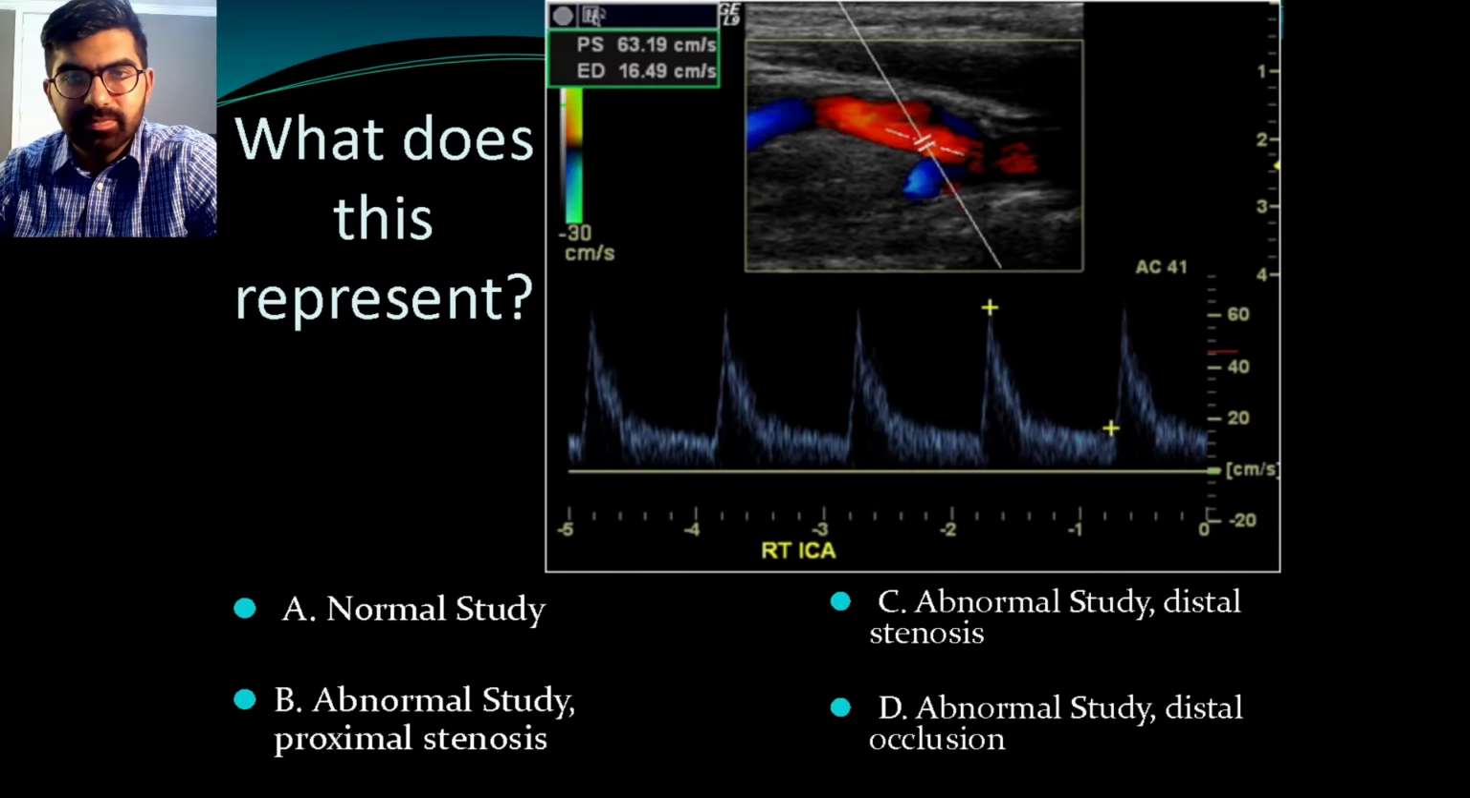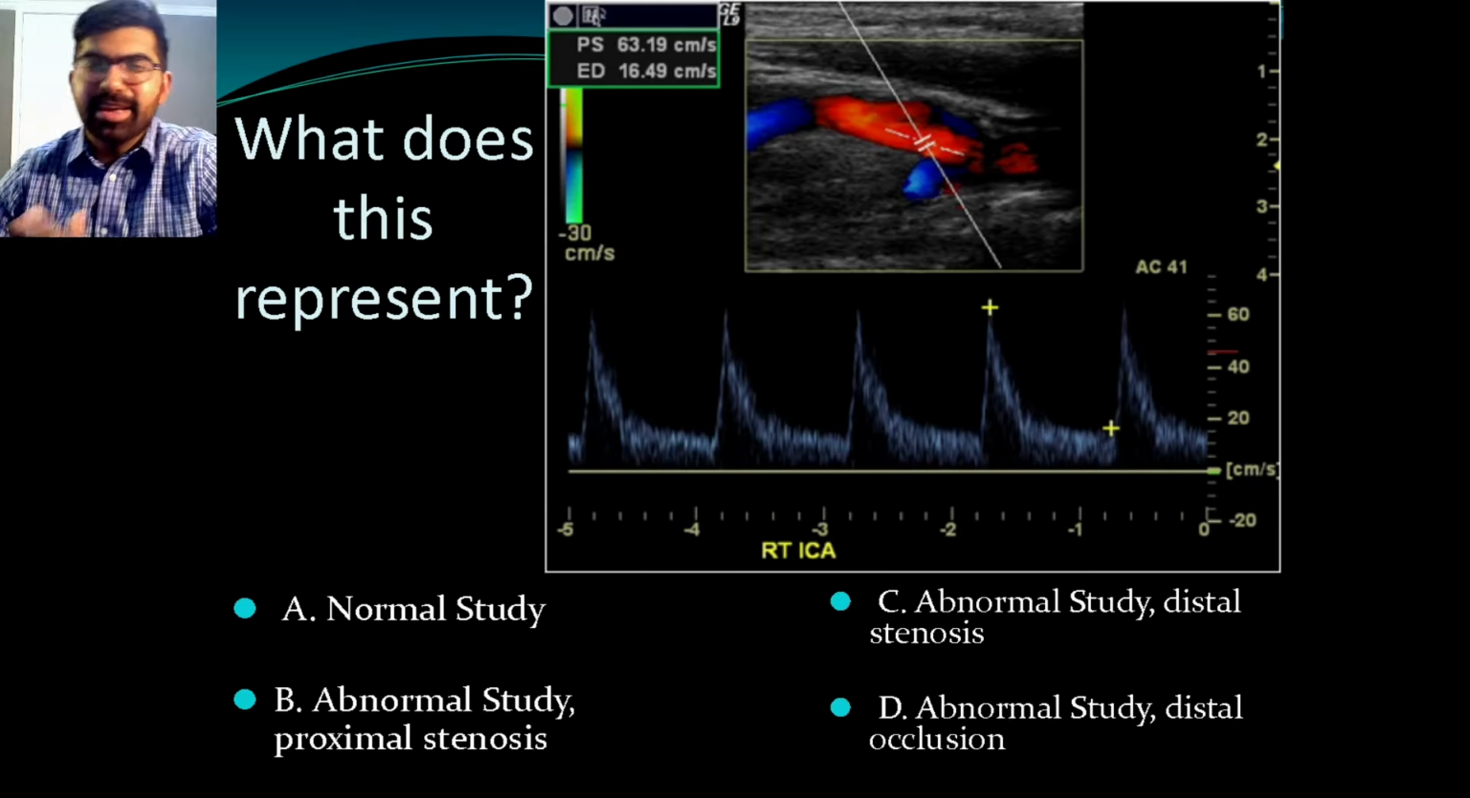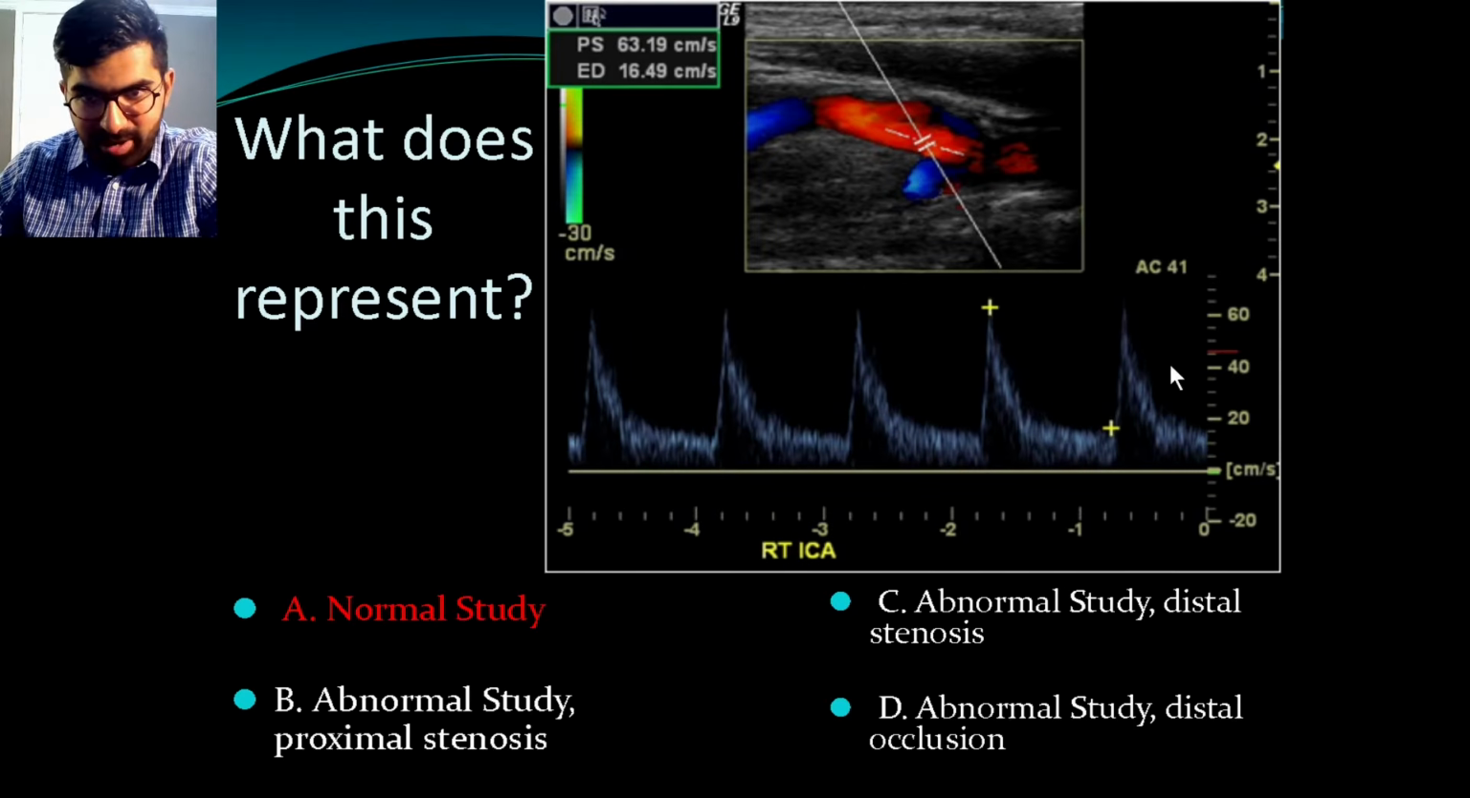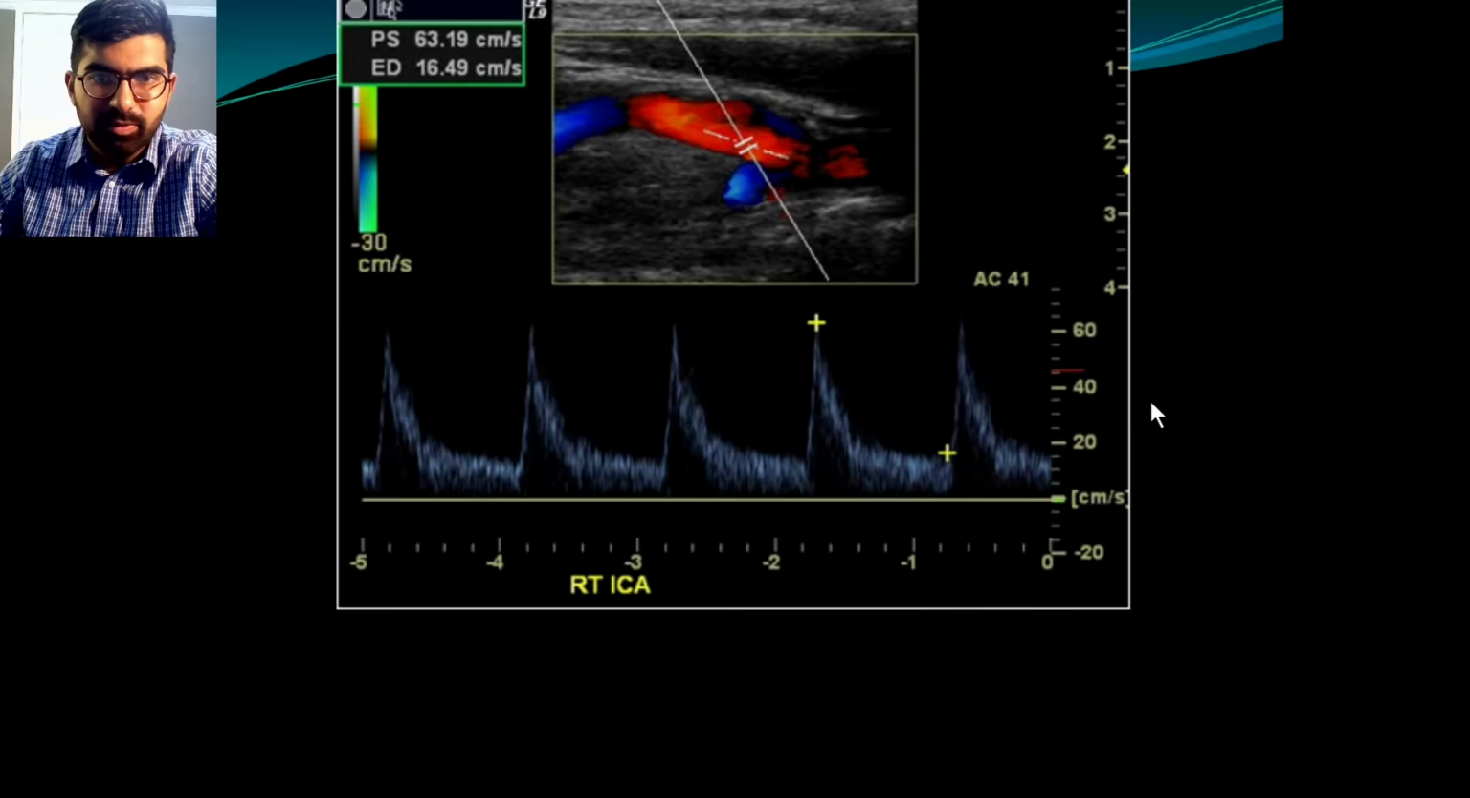It's the right ICA. And yeah, for those of you who quickly said this looks pretty normal, you're 100% right. And we will get to the details of the other answers as we go through more questions. But let's break down this waveform.